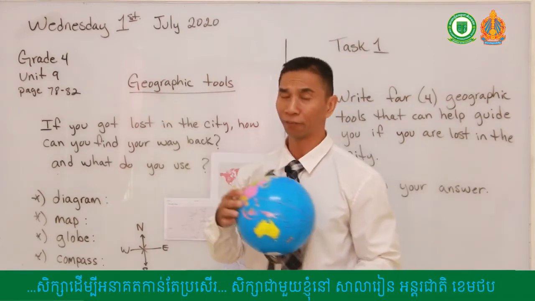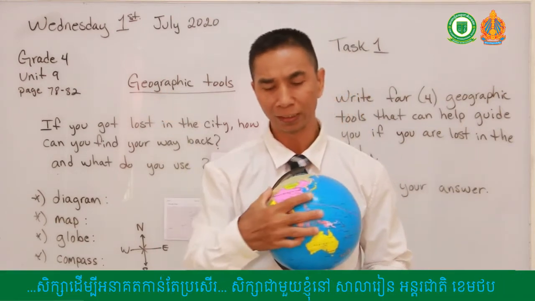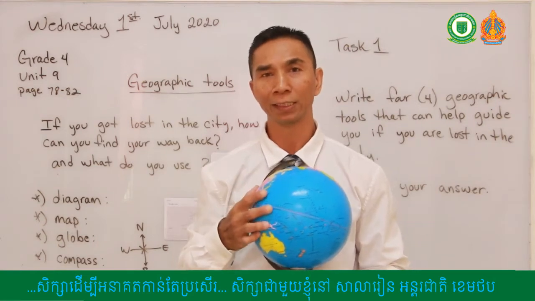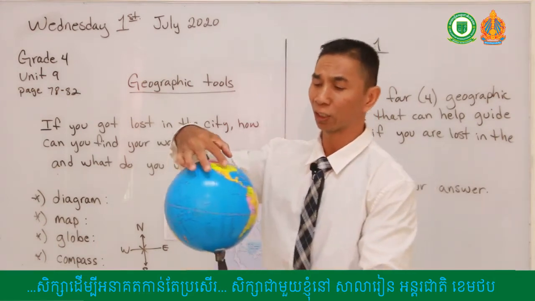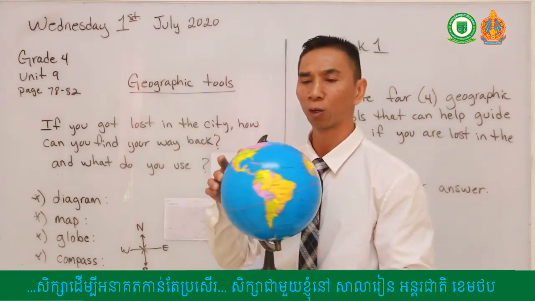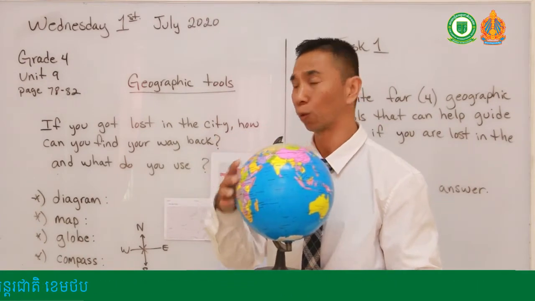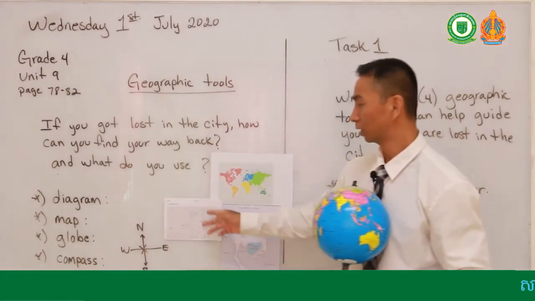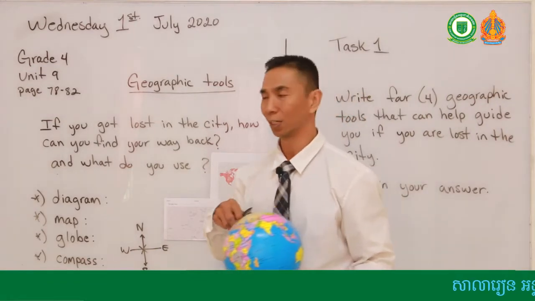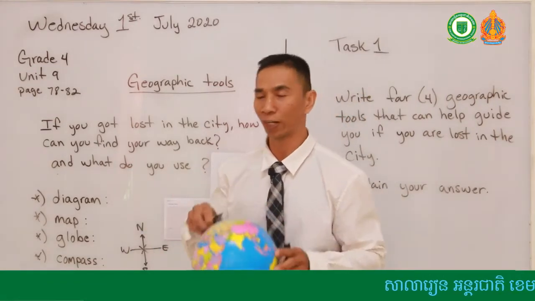And the word geographic means the study of the earth, or the study of places and things. So these are all the tools that help us find locations on this planet or inside Phnom Penh. These are tools that help guide us if we are lost or want to find a location.